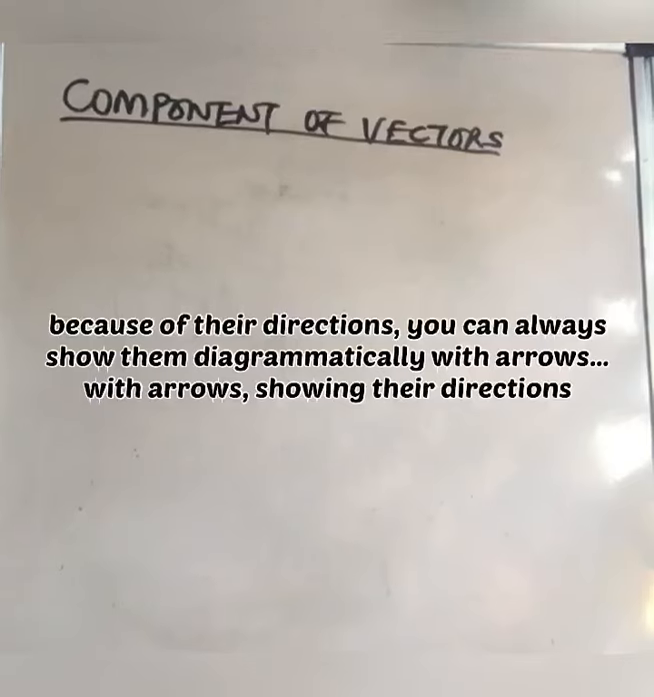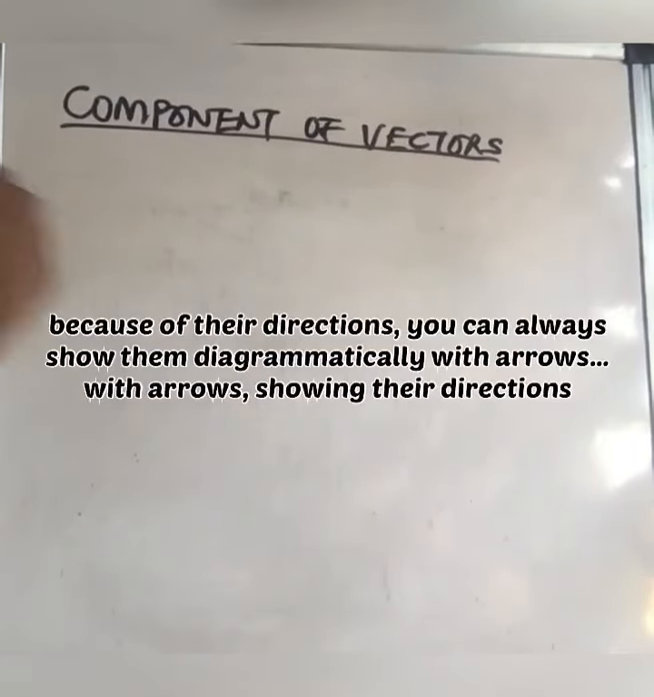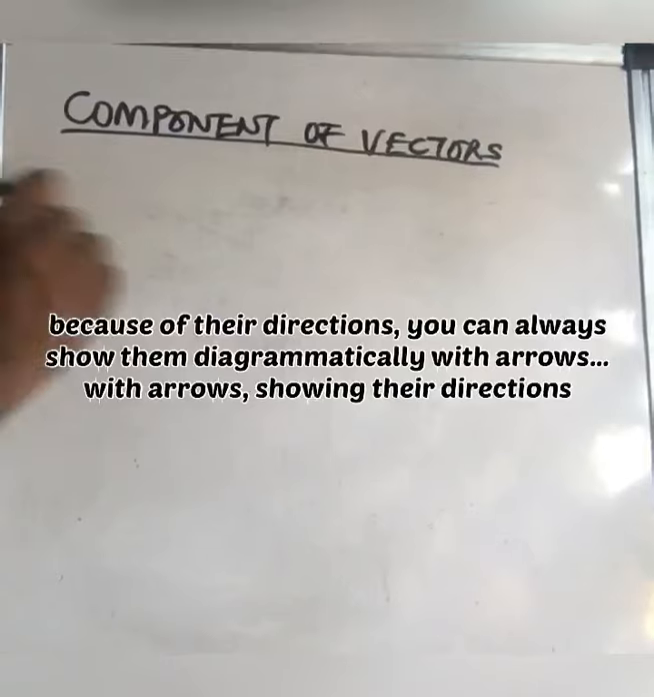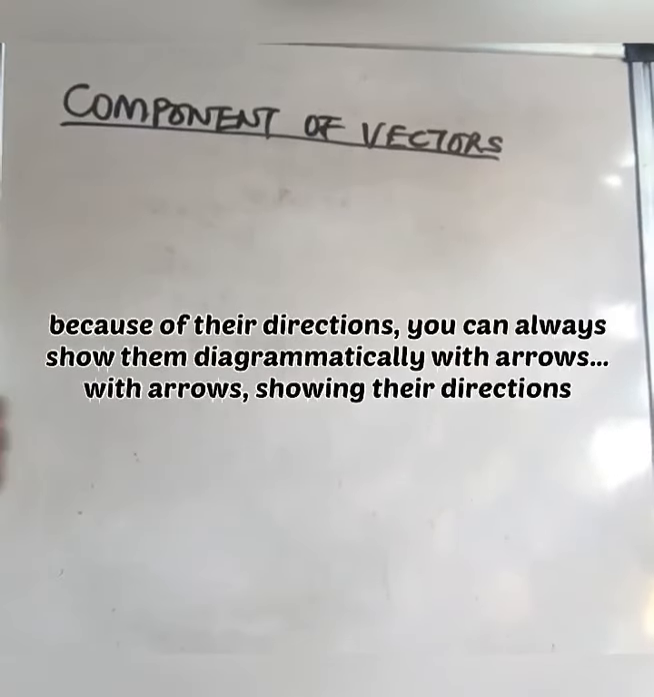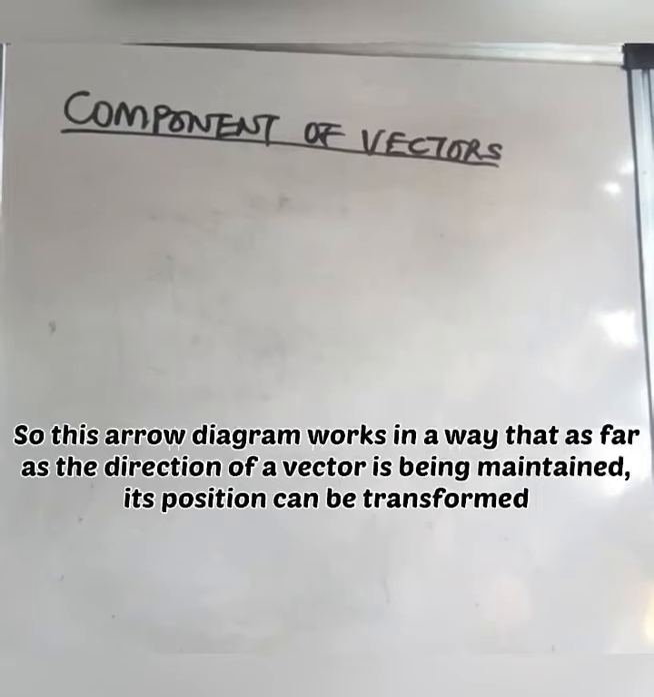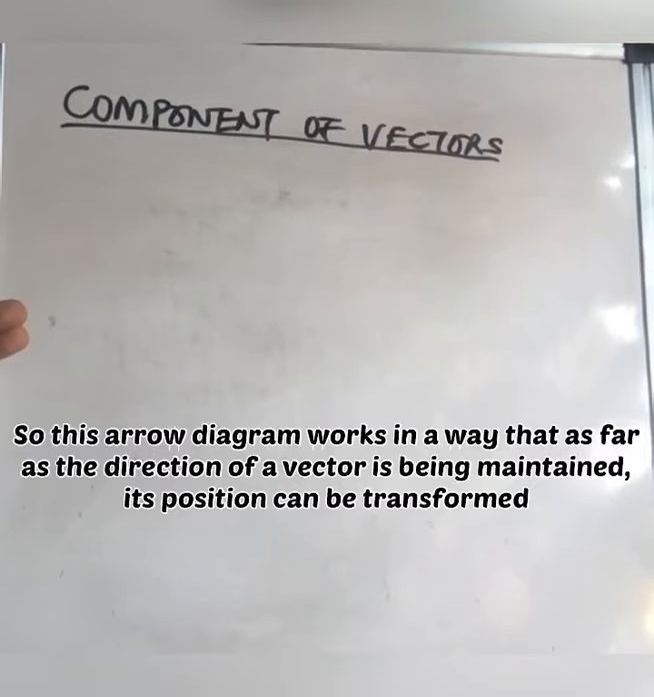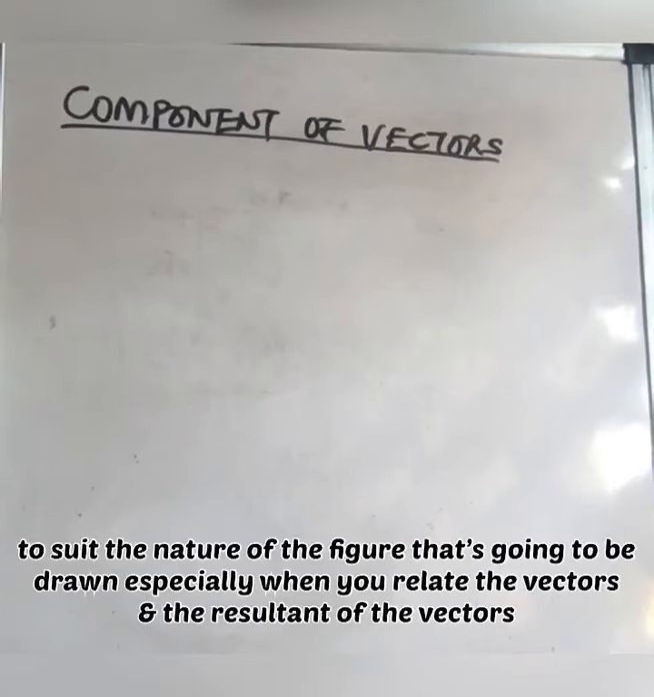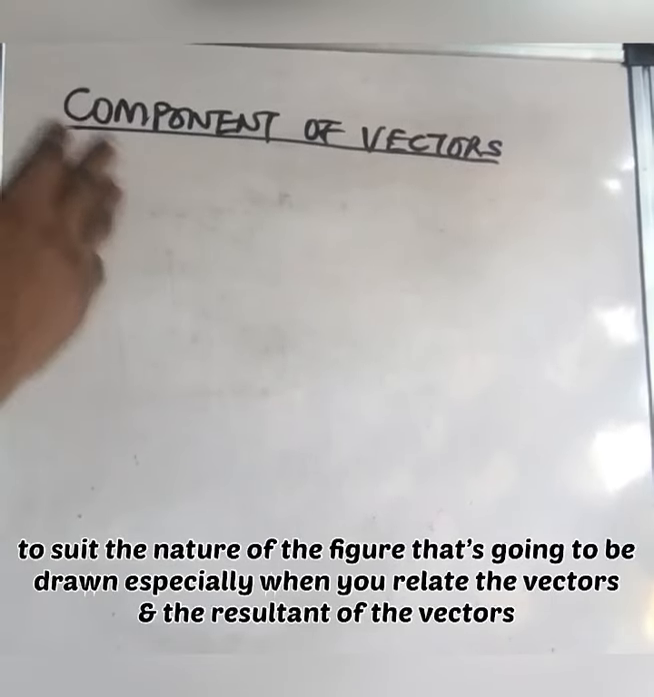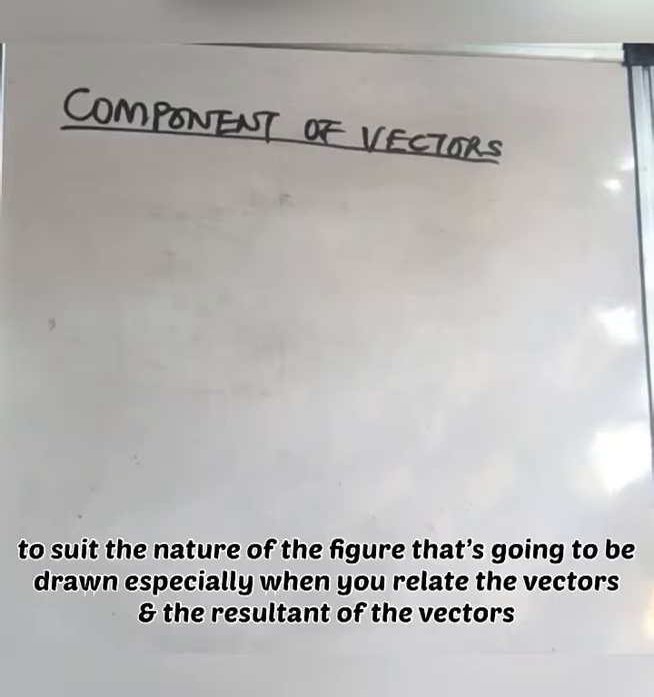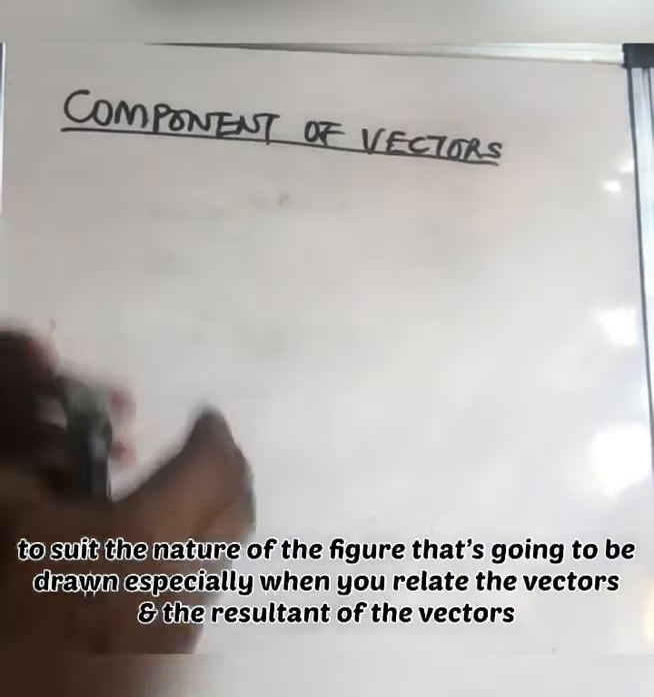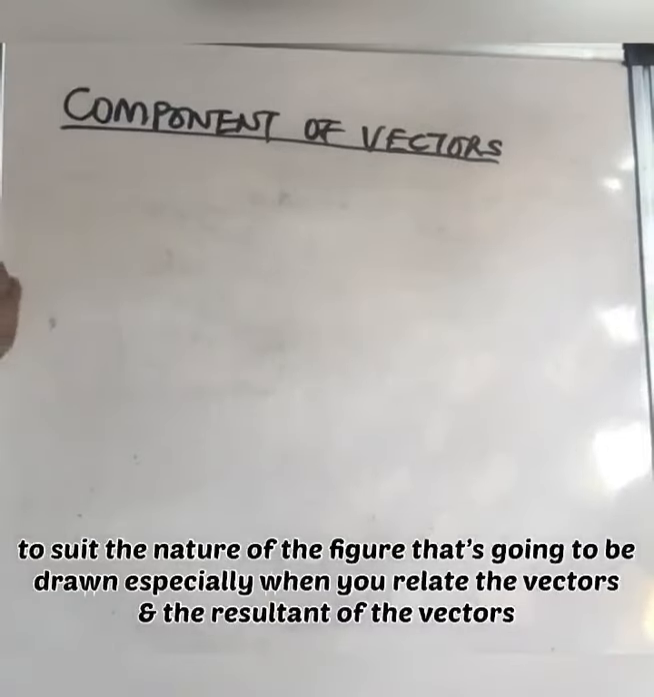A vector diagram is one of the peculiarities of vectors. Because of their direction, you can always show them diagrammatically with arrows showing their direction. This arrow diagram works in a way that, as far as the direction of a vector is maintained, its position can be transformed to suit the nature of the figure that is going to be drawn, especially when you relate the vectors and the resultant of the vectors.